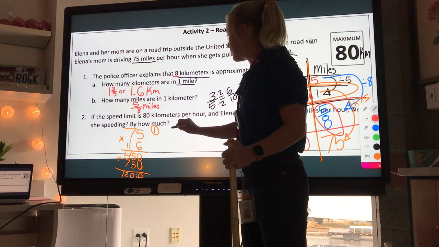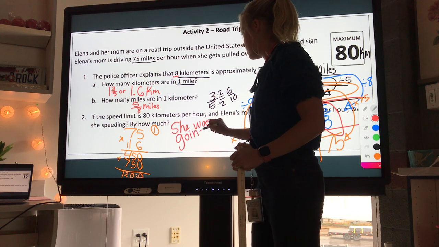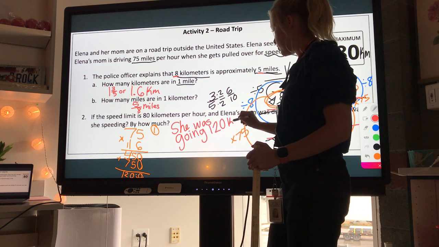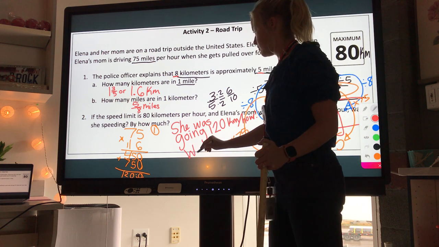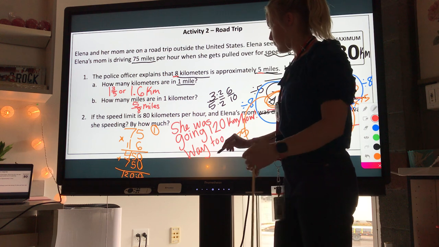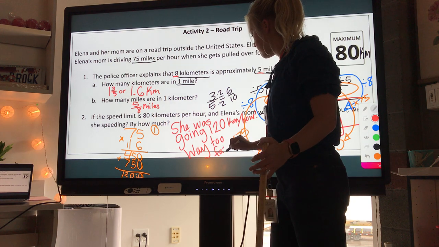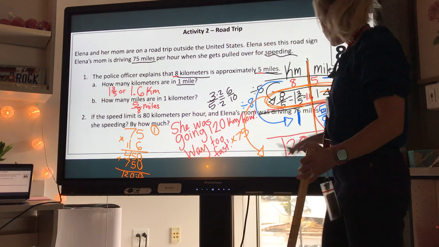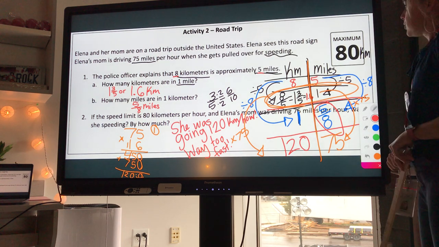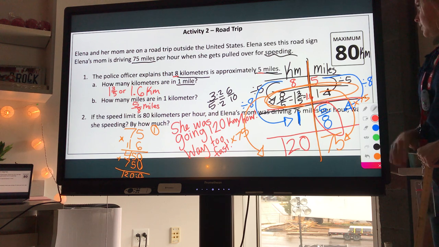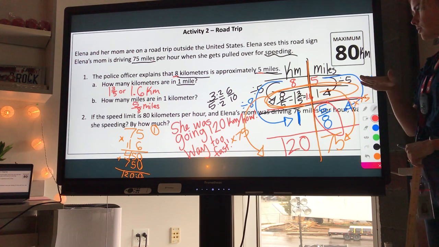I'm going to say she was going 120 kilometers per hour. Way too fast, right? It's going 40 kilometers too fast per hour. And I can show my work to explain that answer. Okay, so we gotta pay attention to different units of measurement because miles and kilometers are gonna give you different values. So make sure you have this written down, pause it if you need to.